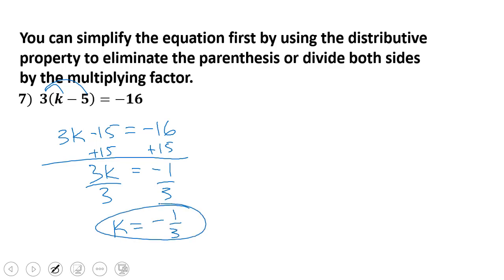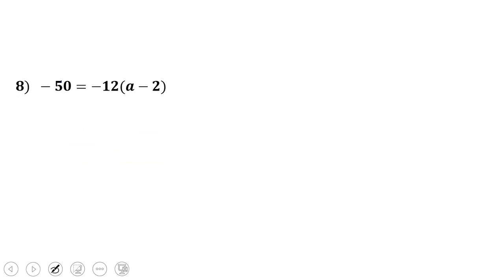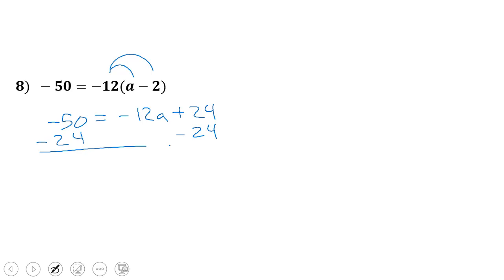Pretty straightforward. And the last example of the night, well, of this video, not the night, the last example of this video. Negative 50 is equal to negative 12 times the quantity of a minus 2. So once again, I would distribute the negative 12. I would get negative 50 is equal to negative 12 times a, which is negative 12a. And a negative 12 times a negative 2 gives me a positive 24. To start isolating, I'm going to subtract 24 from both sides. That isolates and keeps the equation balanced.